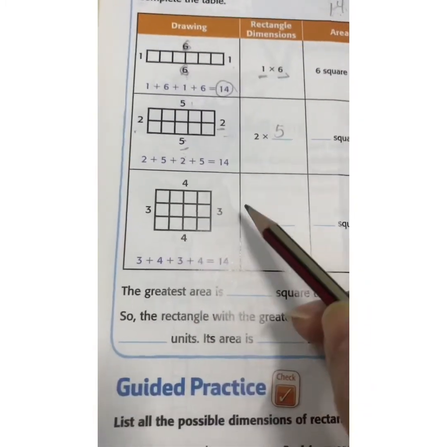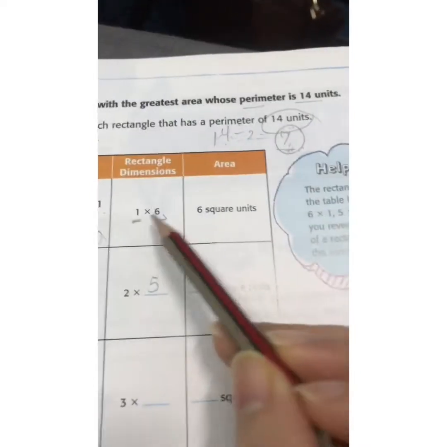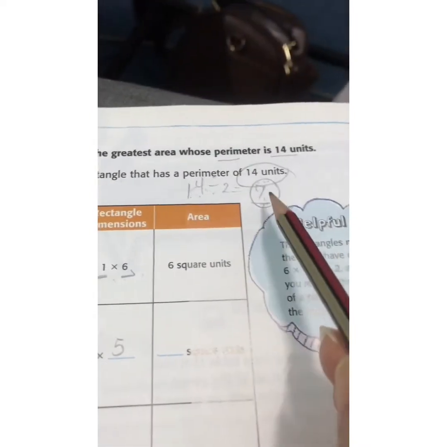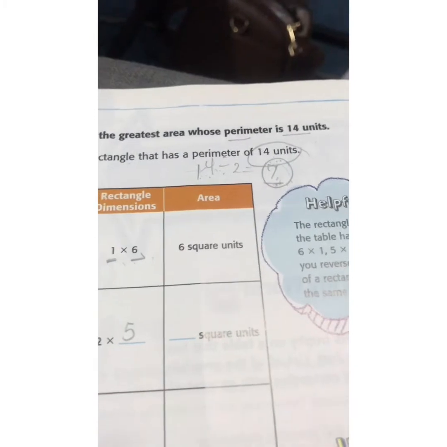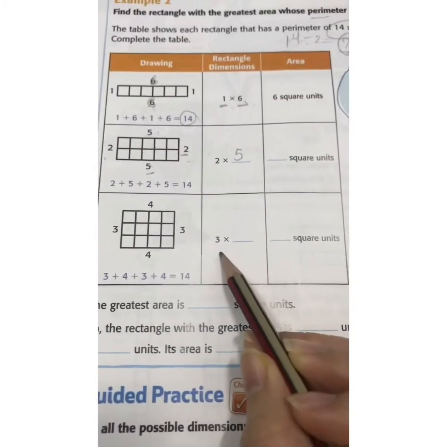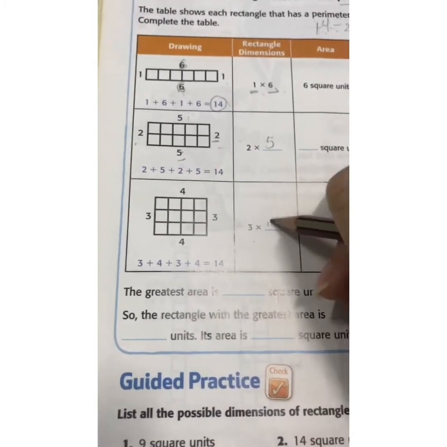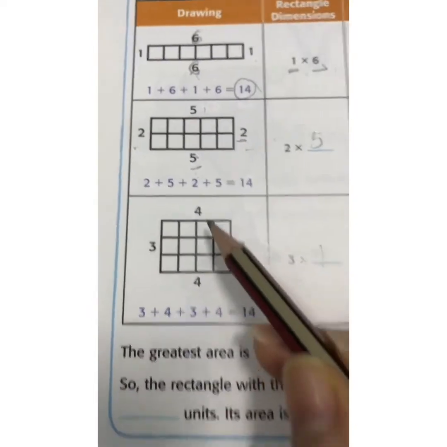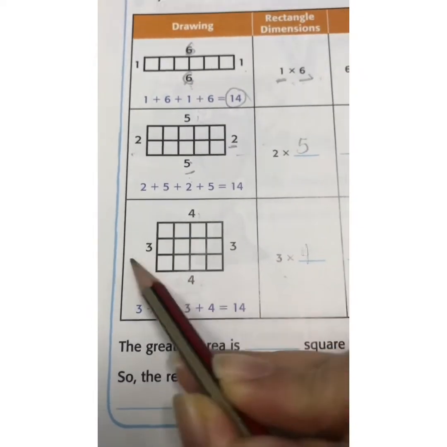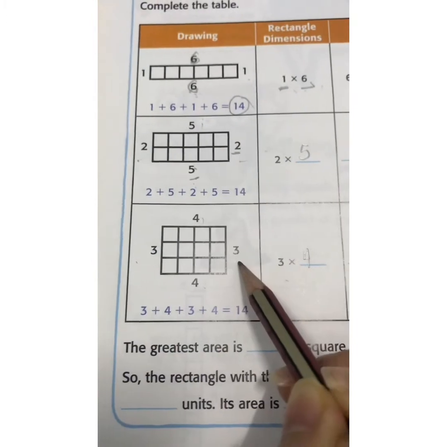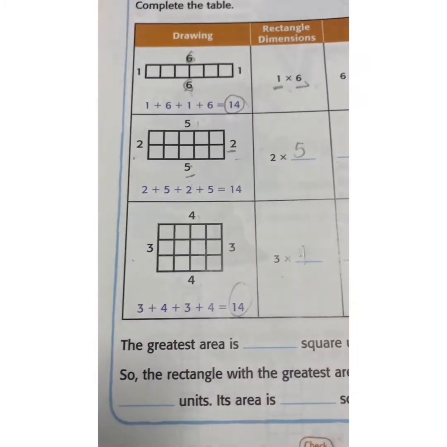Next, again, what two numbers, aside from 1 and 6, 2 and 5, when we add, you will get 7? 3 by 4. That's correct. So 4 plus 4, 8, plus 3, 11, plus 3 is 14 as perimeter.